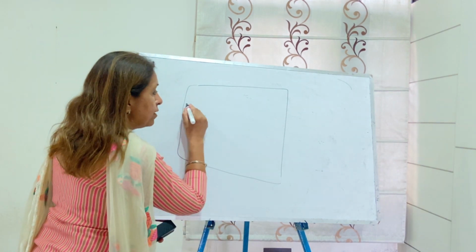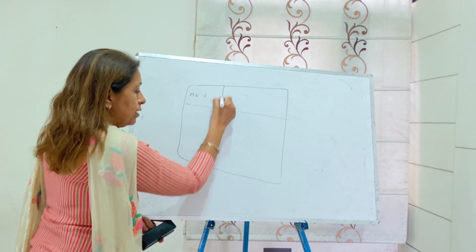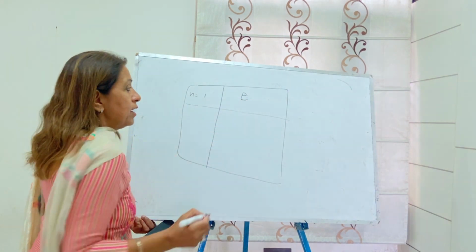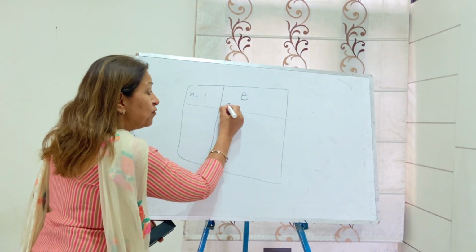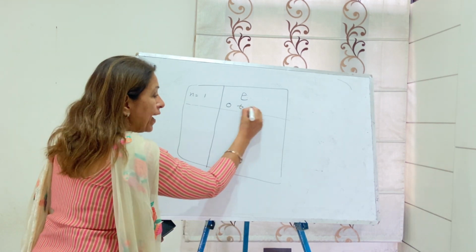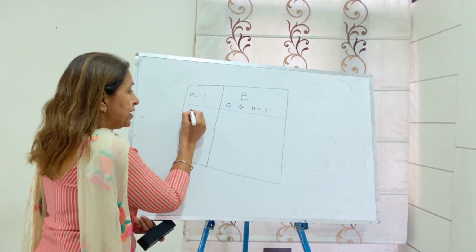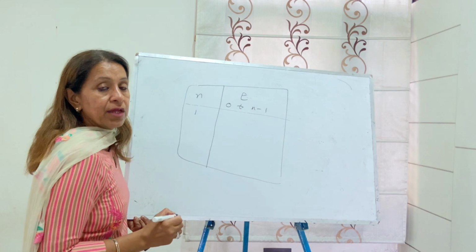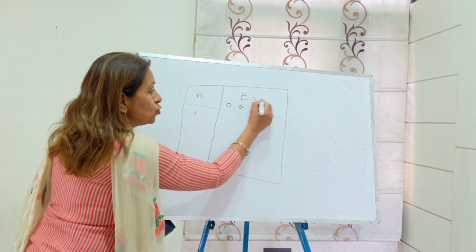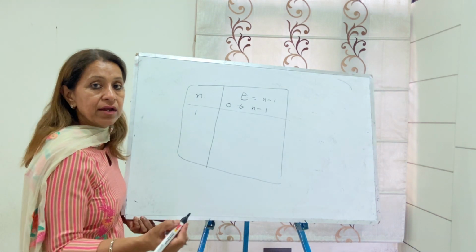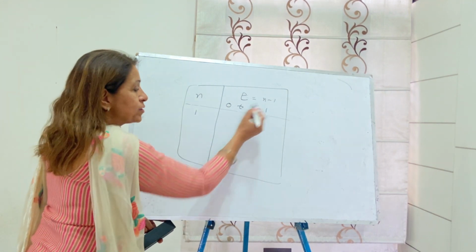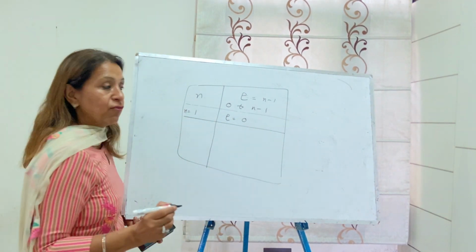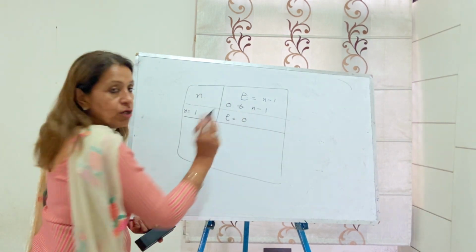Let n is equal to 1. Here n is the principal quantum number and the second is the azimuthal, which is your L. L is a value which varies from 0 to n minus 1. Now if n is equal to 1, what is the value of L? L is equal to n minus 1, so it is 1 minus 1, which is 0. If n is 1, your L is 0, and 0 to 0 is one value.